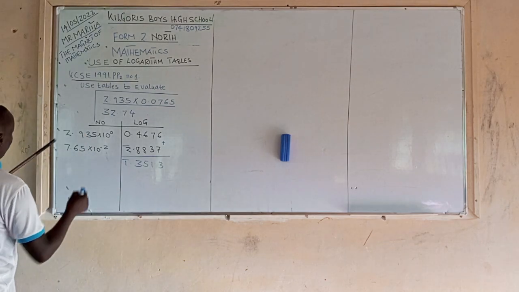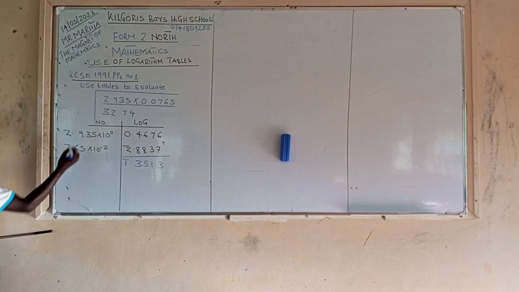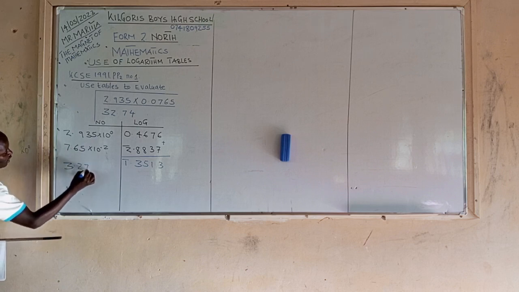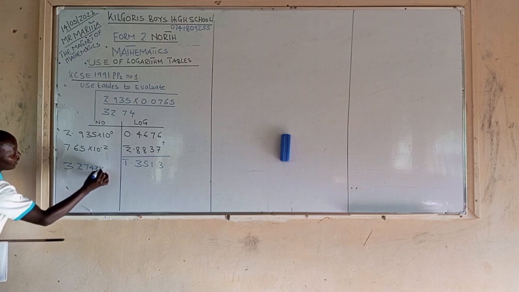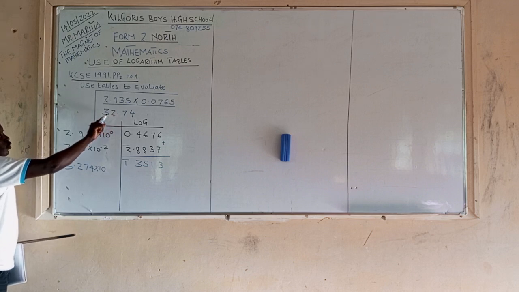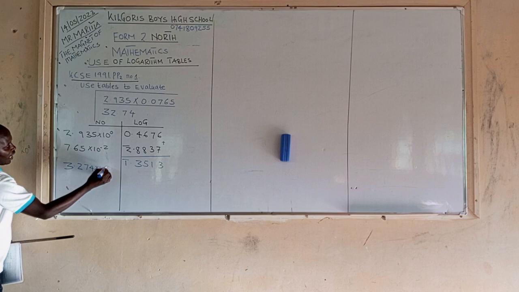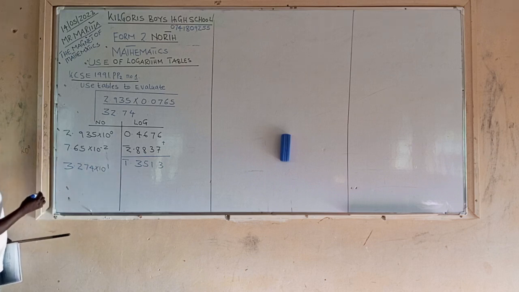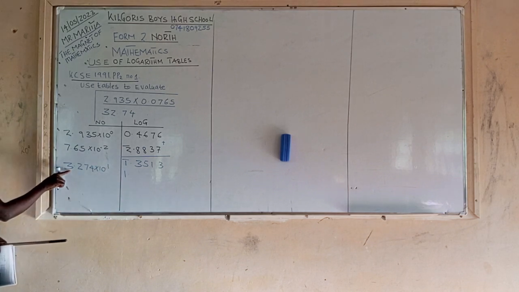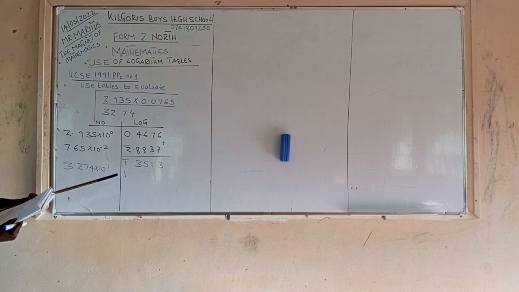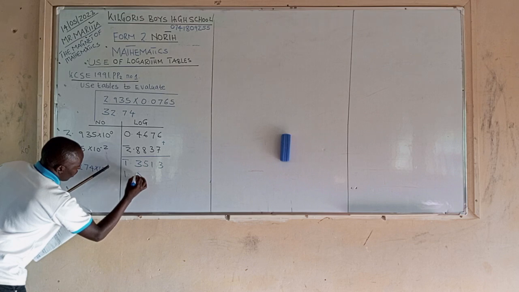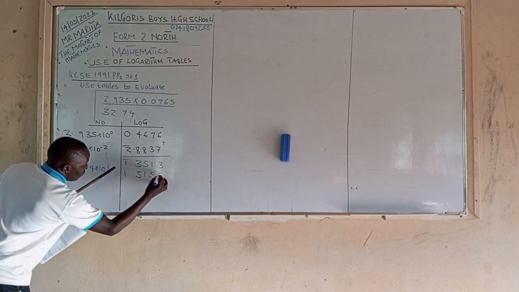Then when we come here, we can also work out this one. So we write 32.74 in scientific form. We have this one as 3.274 times 10. We count forward 1 unit ahead, so the power is +1. So we bring that +1 here, and then we read the log of 3.274 from the table, which is 1.5151. So we have this one as 51.